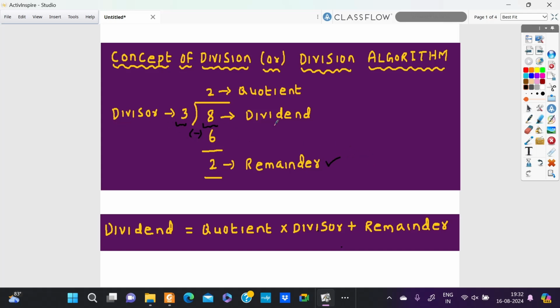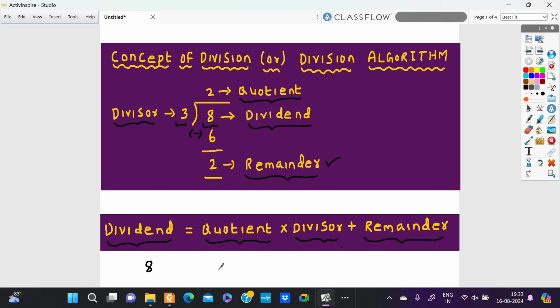Using these four names, dividend, divisor, quotient and remainder, we form an equation. That equation is called the concept of division or division algorithm, or you could just call it the equation of division. Dividend equals quotient times divisor plus the remainder.